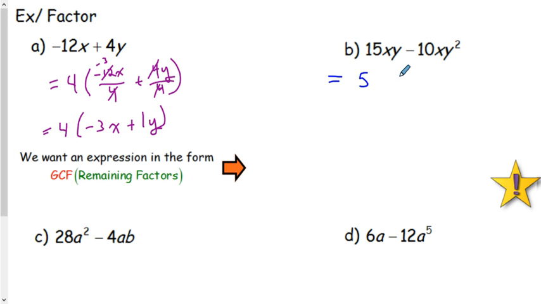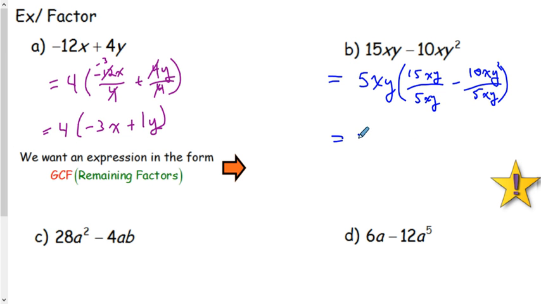Can I divide an x out of each of them? I sure can. They both have at least one x. Can I divide a y out of each of them? Yeah, they both have at least one y. Cool. Okay, so let's do it. Let's go: 15xy over 5xy, and 10xy squared over 5xy.